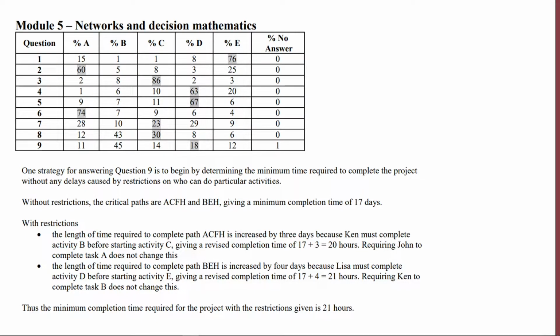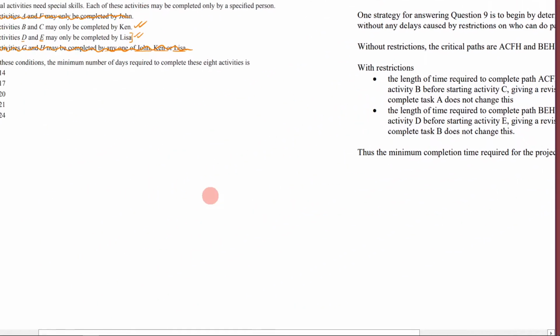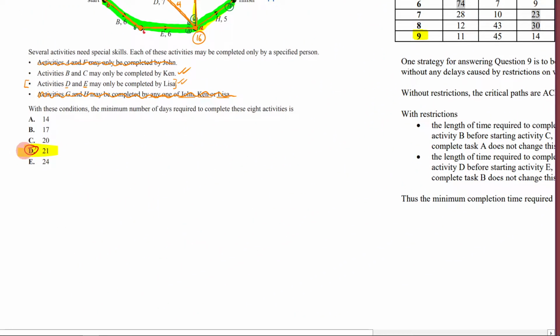All right, let's look at the examiner's report here. So we're looking at module 5, networks and decision mathematics. It's the last question, question 9. And as you can see, only 18% of people answered D there. And that's what we said. If we come over here, we said D, 21 was our answer.